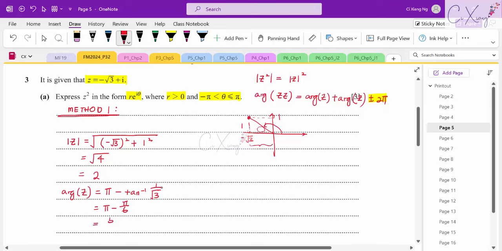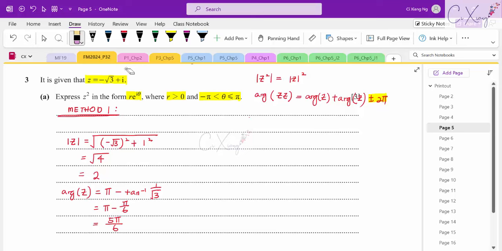And you get 5 pi over 6. Alright, so this is how we actually find out the modulus for z and also the argument of z. Okay, then now, let's proceed further. Since they want us to find out the z squared in this exponential form, right?